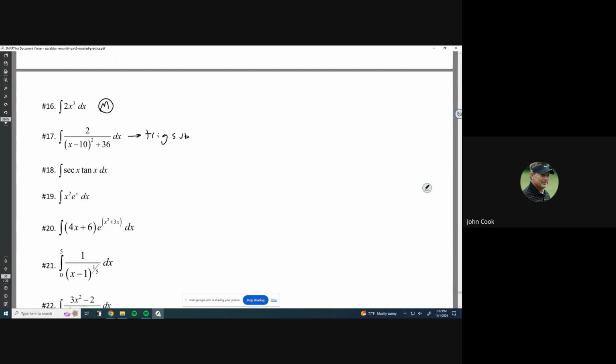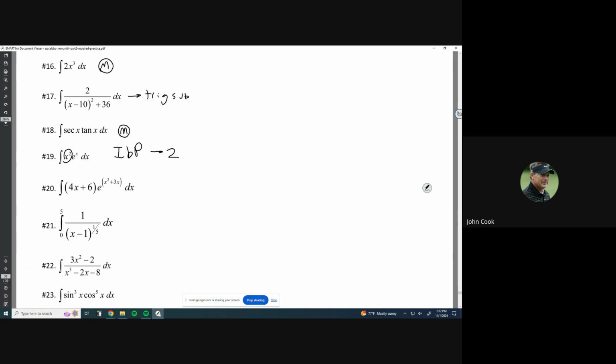Secant tangent, that's another memorized one. X squared e to the x. That's like x squared sine of x, where it's like integration by parts. All right, that's what I was writing, IBP. And I'd have to do this one twice because of the x squared. So, 2 of those.